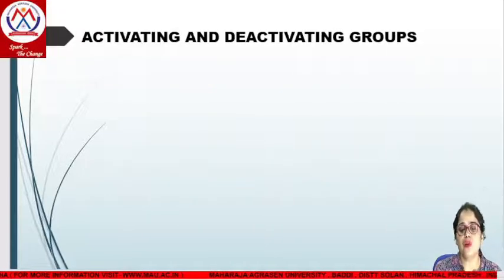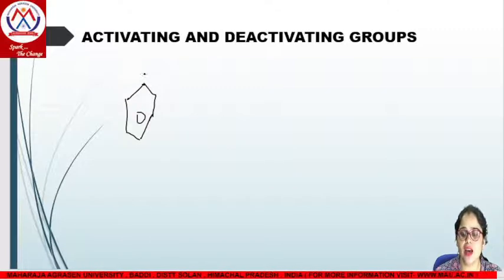Now I just want to tell you in brief about the activating and deactivating groups, right? Now we know that the benzene ring is electron rich, right? If we take benzene individually, it is electron rich. Now let us say that I have a benzene ring system, but some substituent is present on the benzene ring, right? Like this is the benzene ring, and now any substituent X is present here. If the substituent X is of electron donating nature, it is going to donate electron density to the benzene ring. So the benzene ring will now be more electron rich.